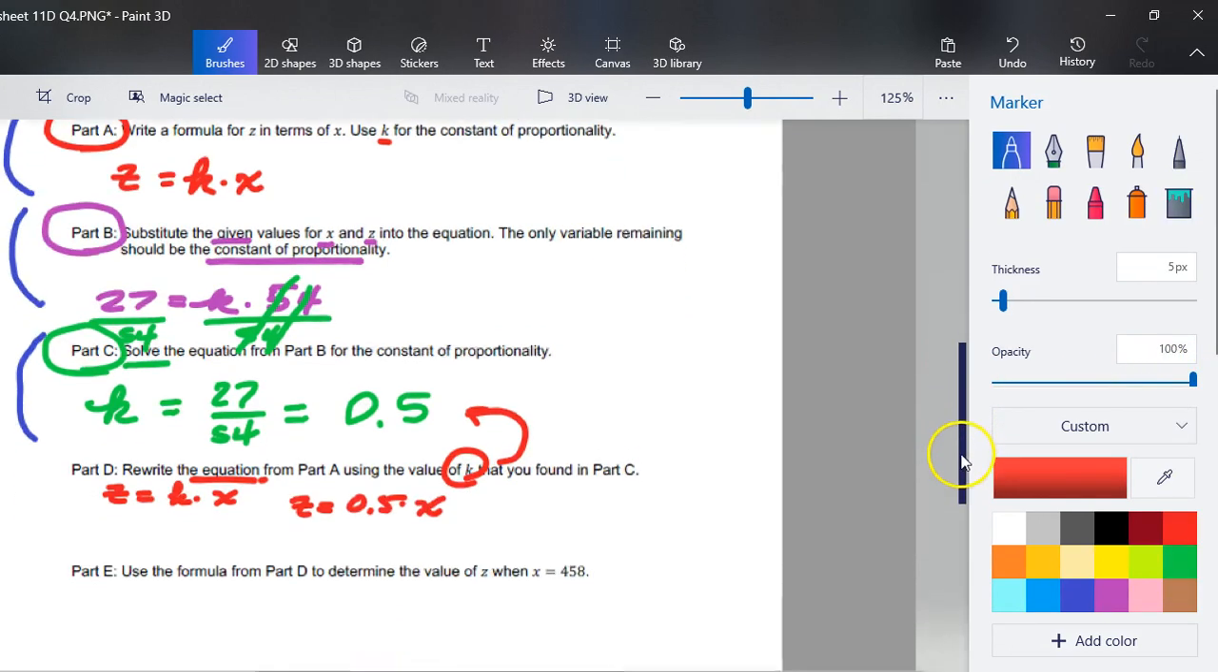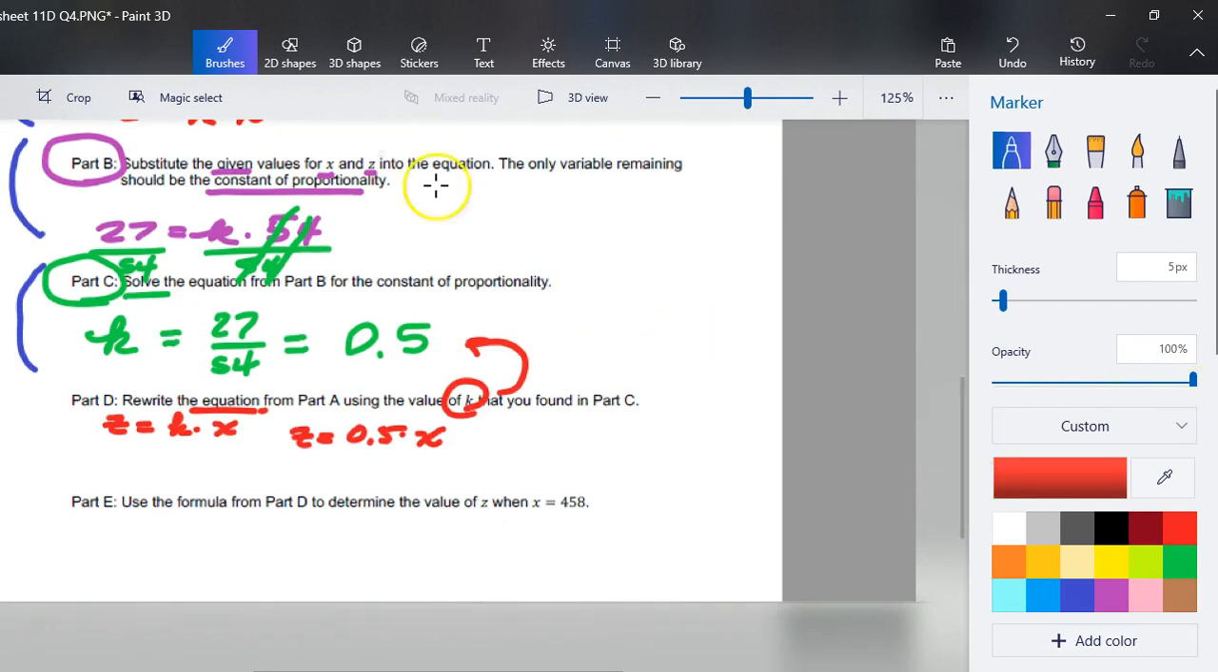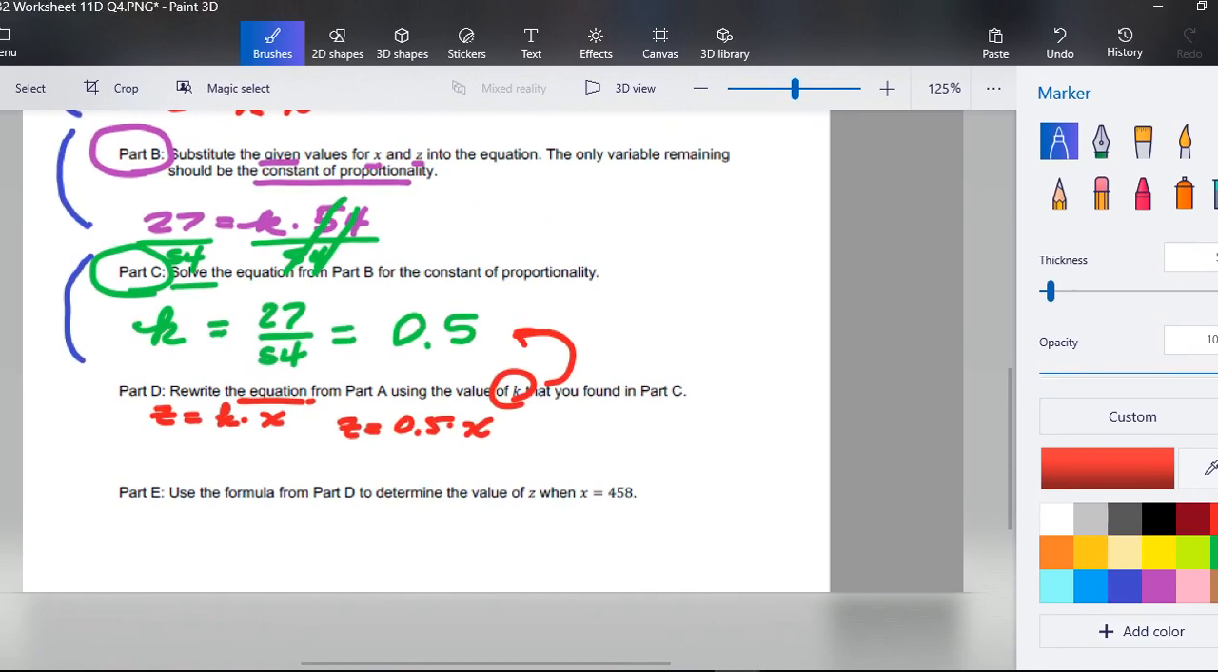I think I've got e. Oh, I have e. Look at there. And so now, let me get this back where it was. We're going to use the formula from part D, this one that we just found here. And now we're going to determine the value of z when x is 458. Now we can do anything.